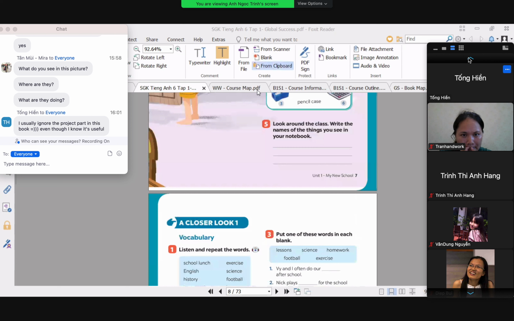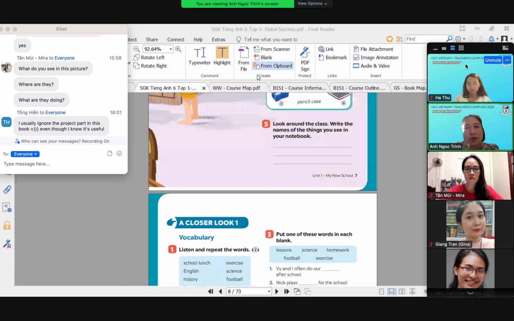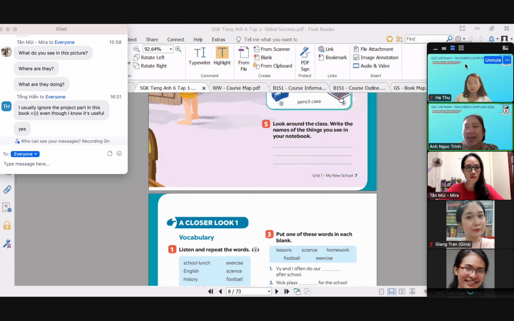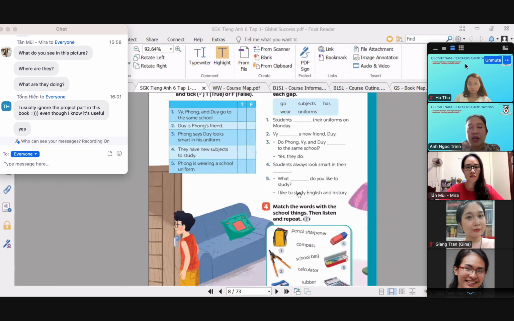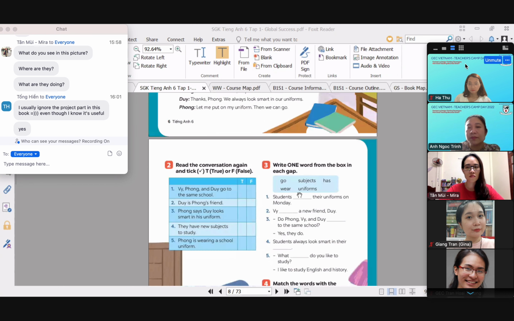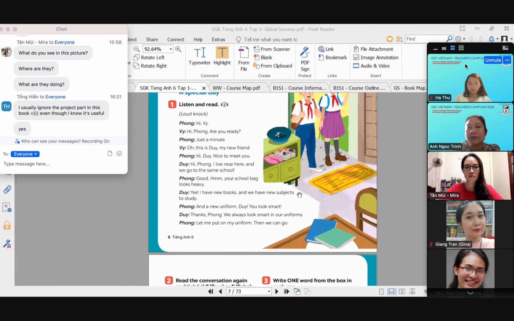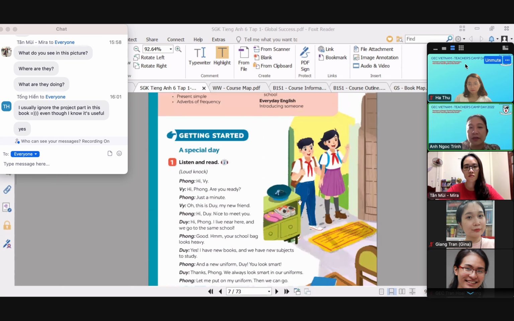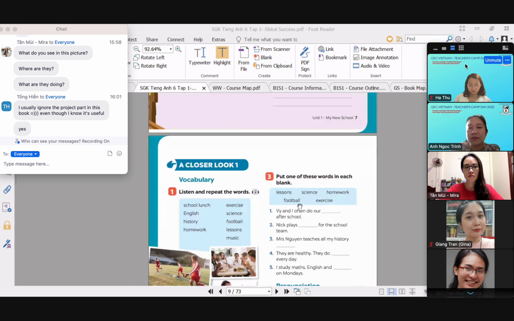Okay. So you have here. Can you recognize? I usually ignore the project part in this book, even though I know it's useful, because of the limitation of time, right? Hiền, are you teaching lower secondary schools or primary ones? I teach both. You teach both. But I have more experience teaching secondary students. But now I'm teaching younger learners.